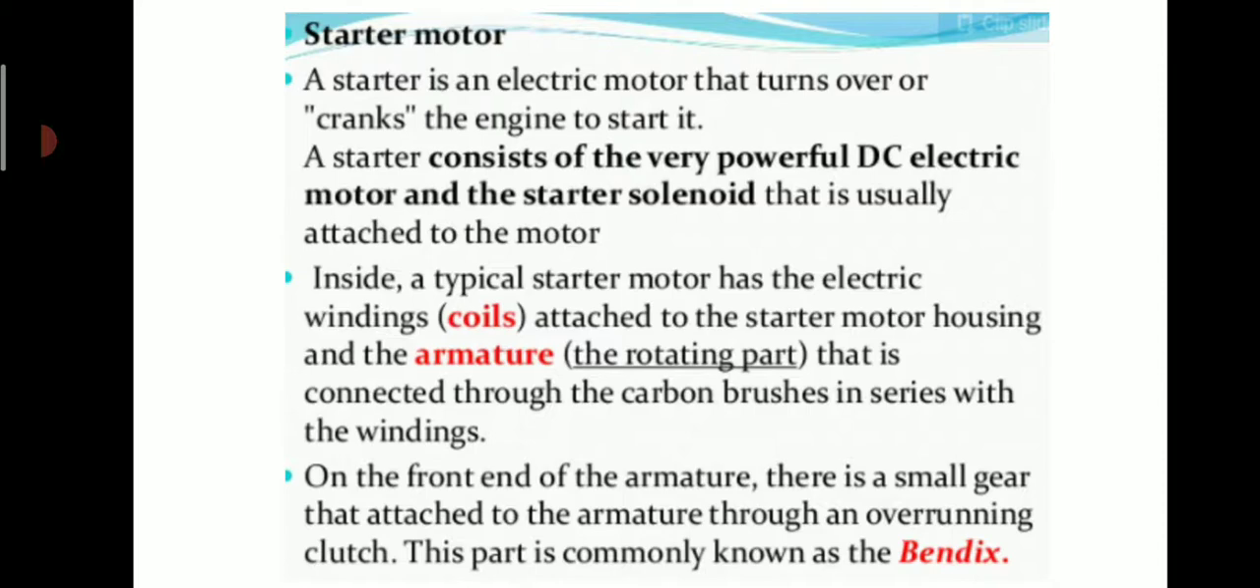A starter consists of a very powerful DC electric motor and the starter solenoid that is usually attached to the motor. Inside, a typical starter motor has an electric winding or coils attached to the starter motor housing, and the armature. The armature is a rotating part that is connected through the carbon brushes in series with the windings. On the front or end of the armature, there is a small gear attached to the armature through an overrunning clutch. This part is commonly known as a Bendix.